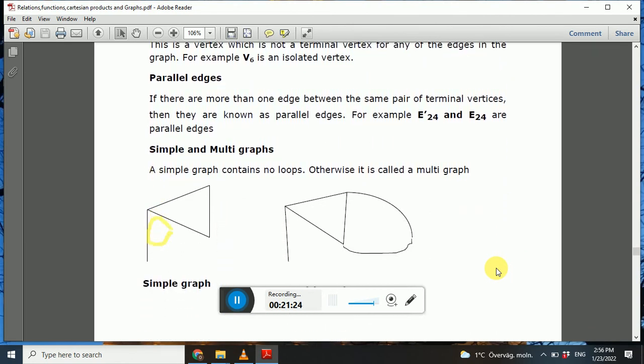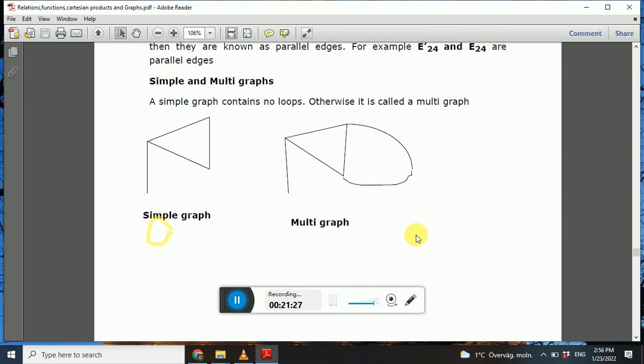Then another concept is simple and multi graphs. What is a simple graph? What is a multi graph? So we are saying that a simple graph contains no loops. You know what a loop is. So in a simple graph, you don't have any loop. And another condition is that in a simple graph, you don't have any parallel edges. For example, here, we don't have any loop and we don't have any parallel edges.